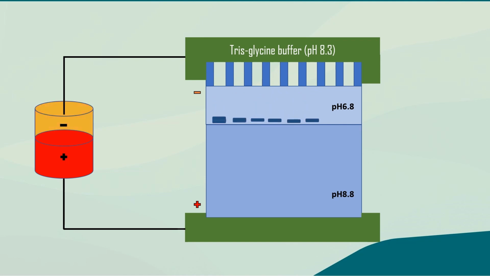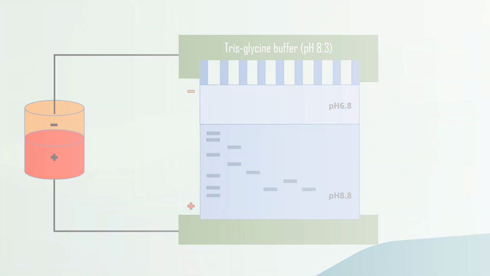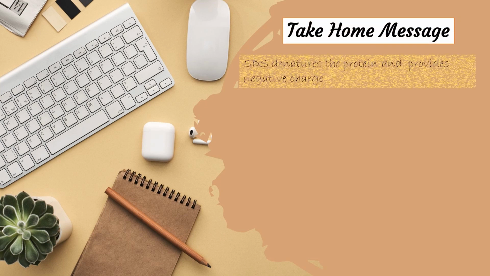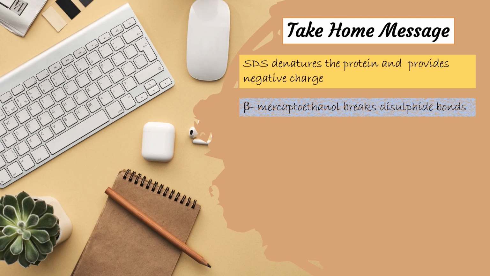Inside the resolving gel, the proteins are separated based on their molecular weight. Here is the take-home message from today's video. SDS denatures the protein and provides negative charge to them. Beta-mercaptoethanol is a reducing agent which breaks disulfide bonds.